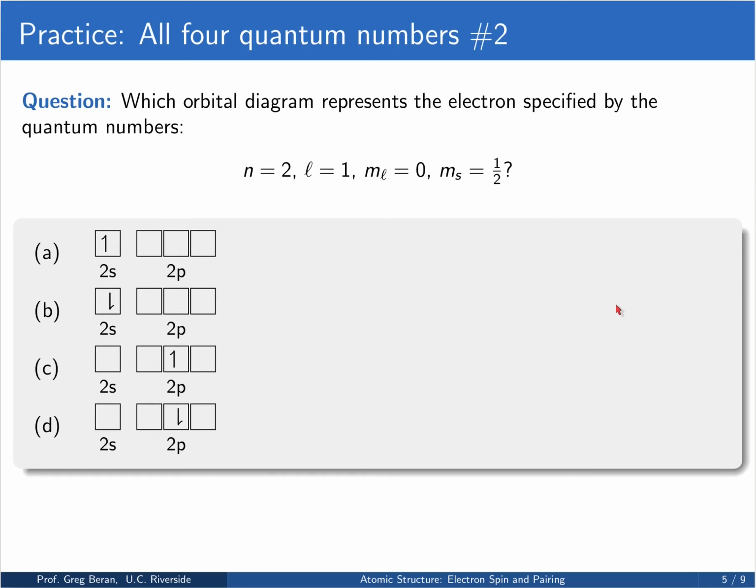Let's try another example. Now, which orbital diagram represents the electron specified by these quantum numbers? n equals 2, l equals 1, m sub l equals 0, and m sub s equals plus a half. Again, pause the video, attempt it, and hit resume when you're ready.